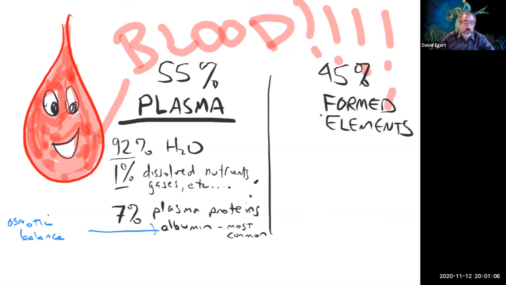We know that we have to make sure the plasma is around 0.3 osmolar, or else, if it was just pure water, the water is going to go out into the tissues and into the cells. So we need to make sure the plasma has the correct osmolarity, and this albumin protein is one of the most important players in maintaining that osmotic balance. There are also alpha and beta globulins.